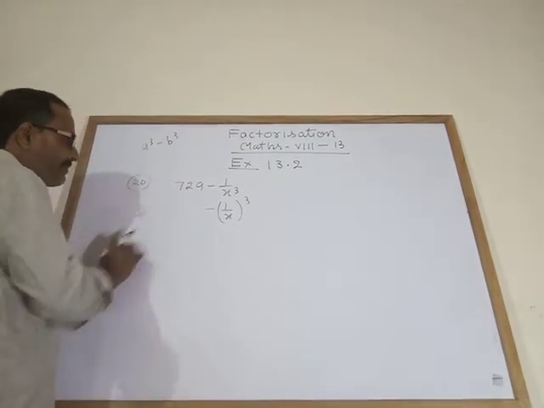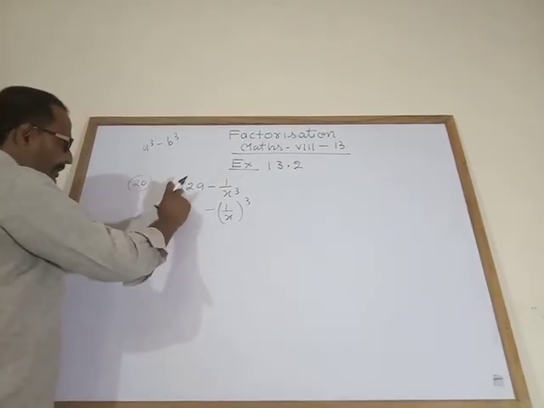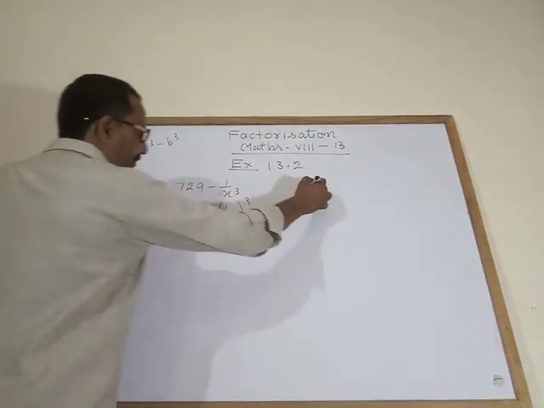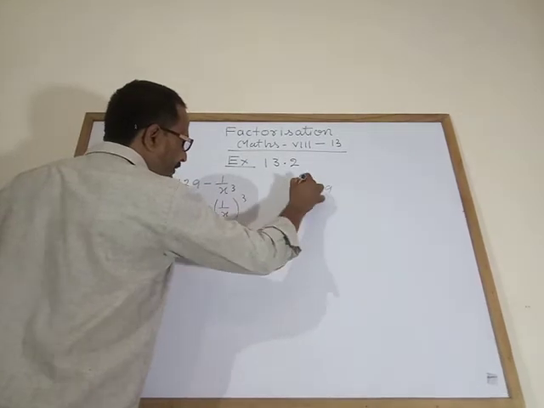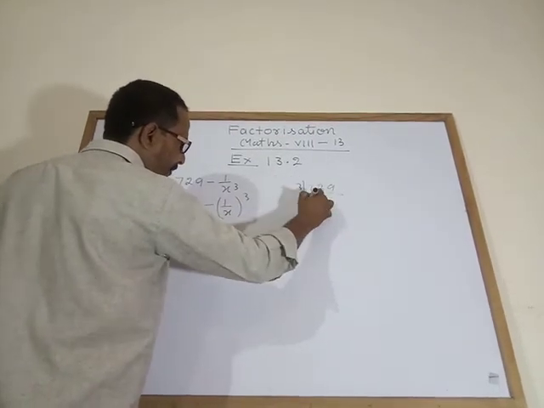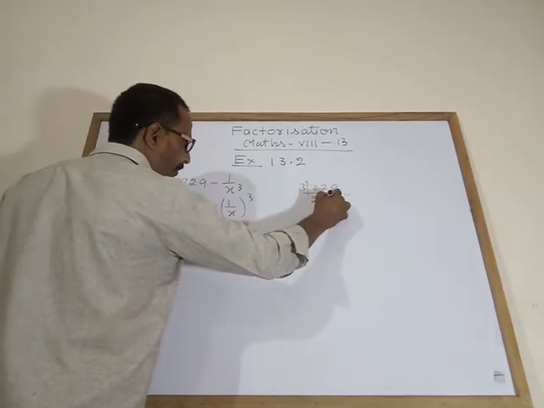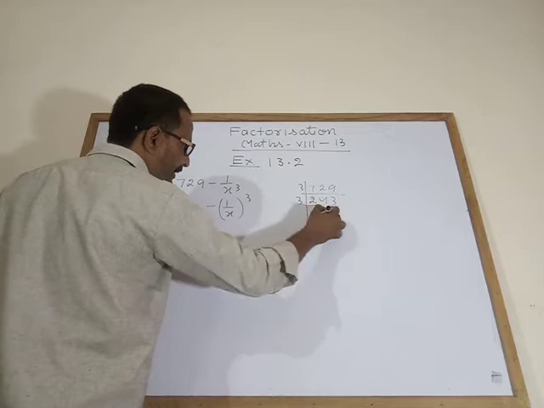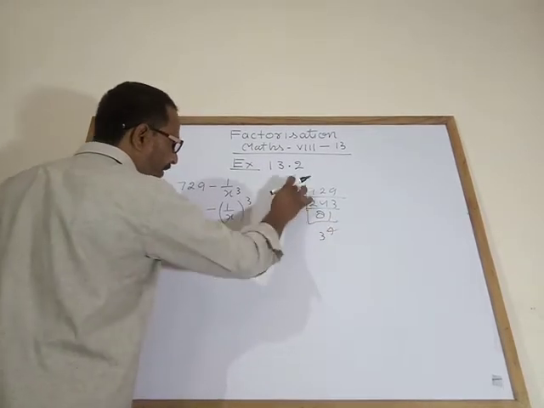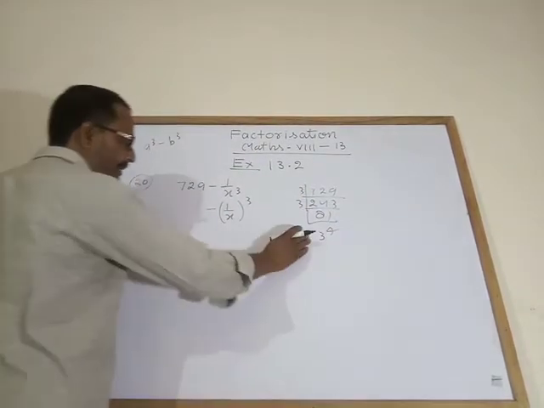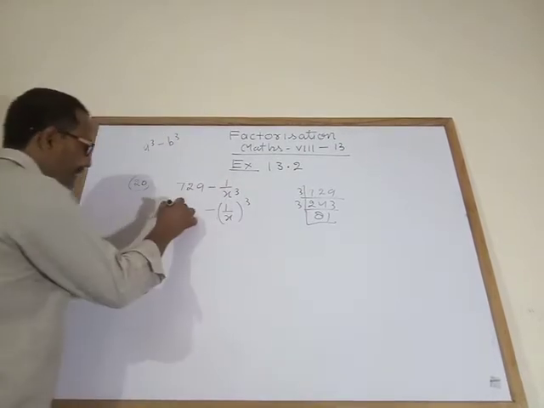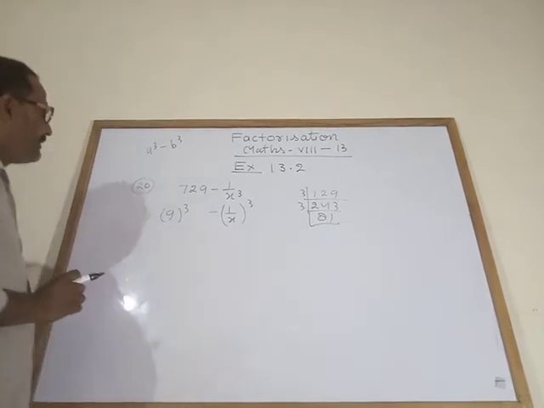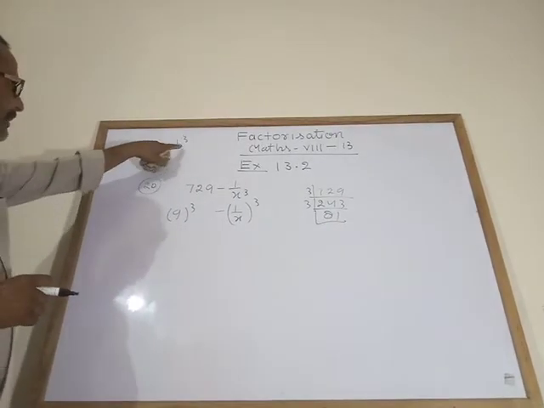Factorize this one. See that 7 plus 2 plus 9 is 18, which means it can be divisible by 3. 3 twos are 6, 4 3s. Again by 3, 81, and you know that 81 is 3 power 4, so 3 power 6 is coming here, which is the square of 9. Now see that this is in the form of a cube minus b cube.